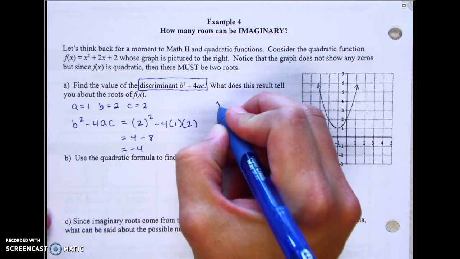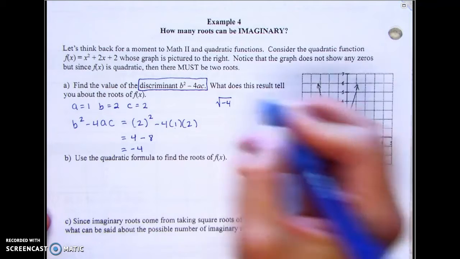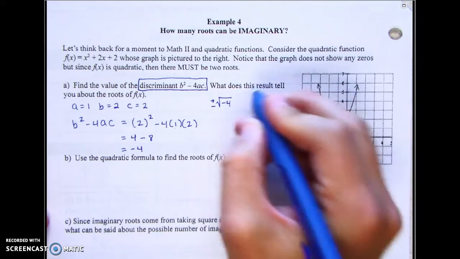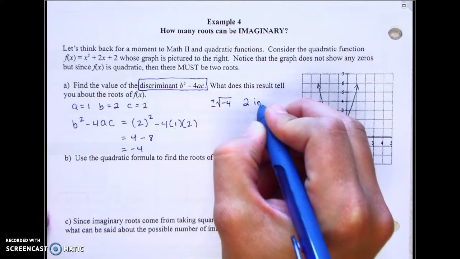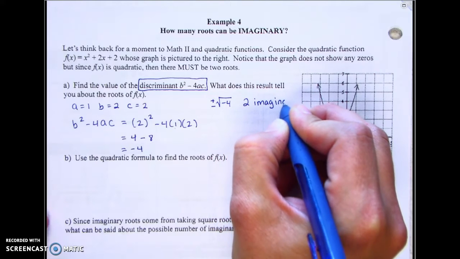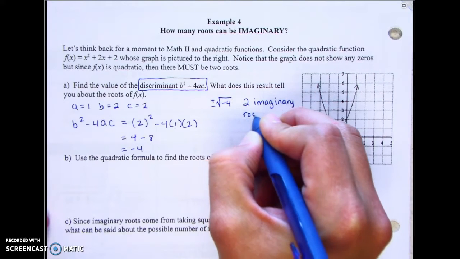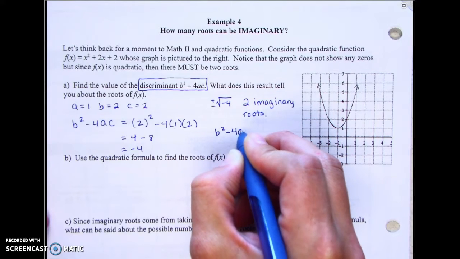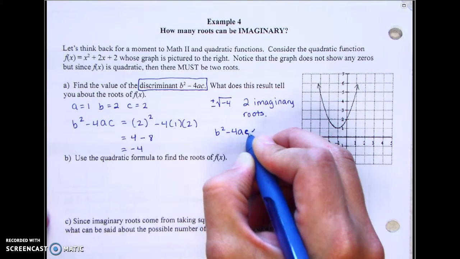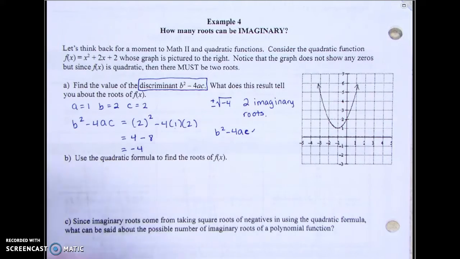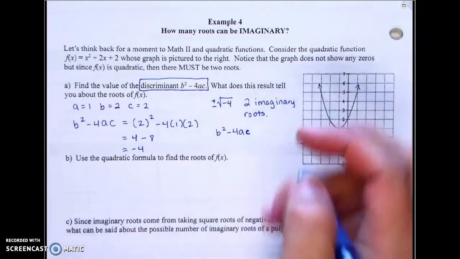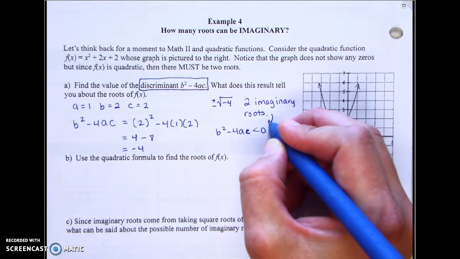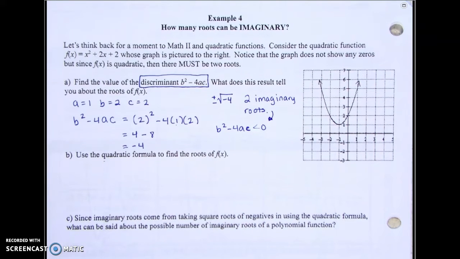So the square root of negative 4, and remember there's always a plus or minus in front of it, tells us that we're going to have two imaginary roots. So when the discriminant is negative, which means less than 0, we get two imaginary roots, okay?